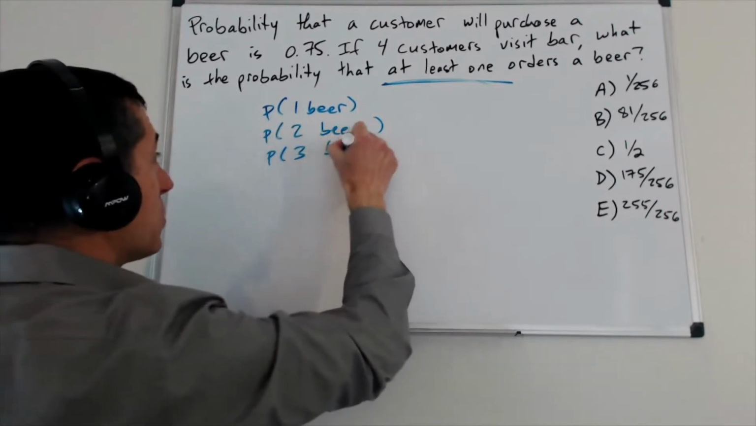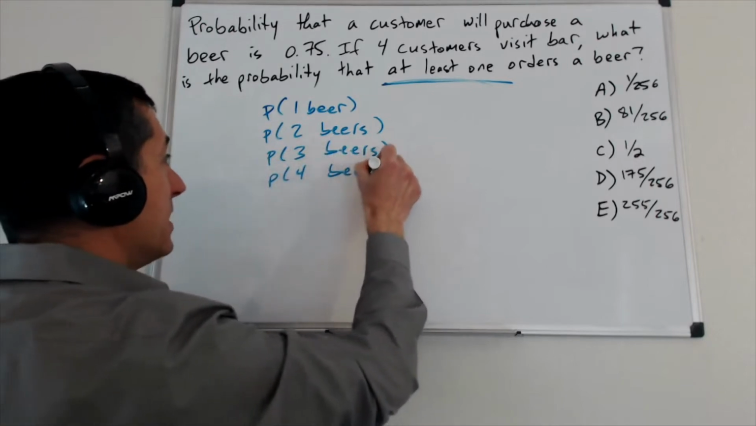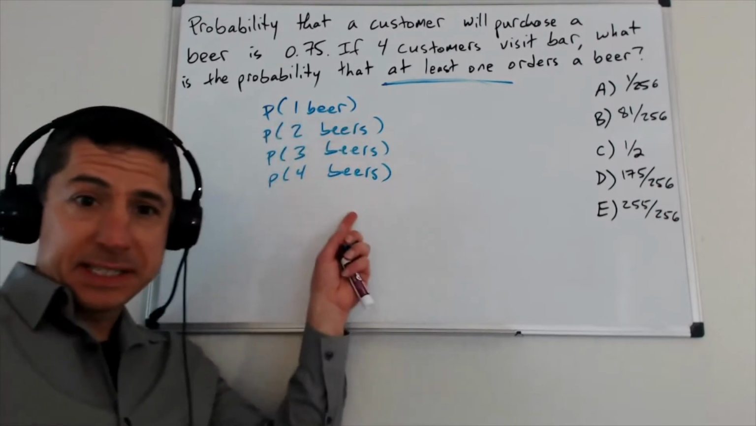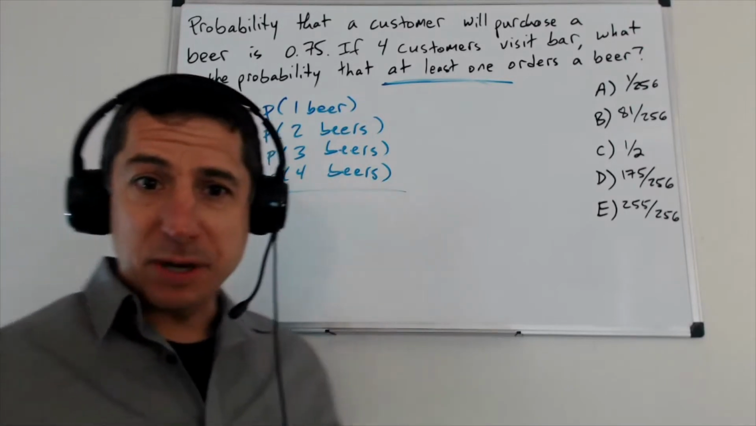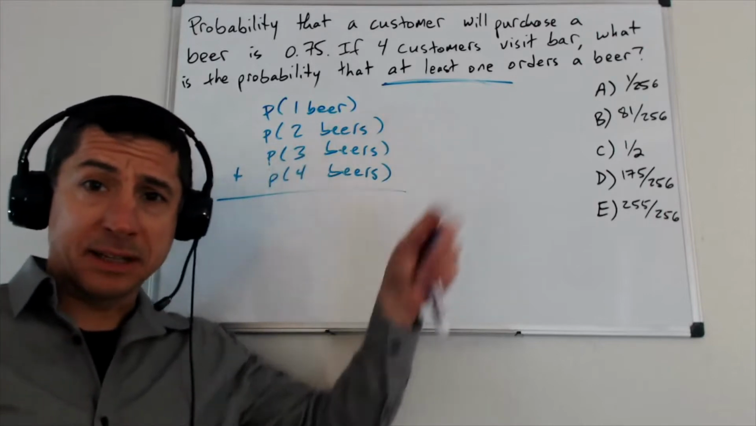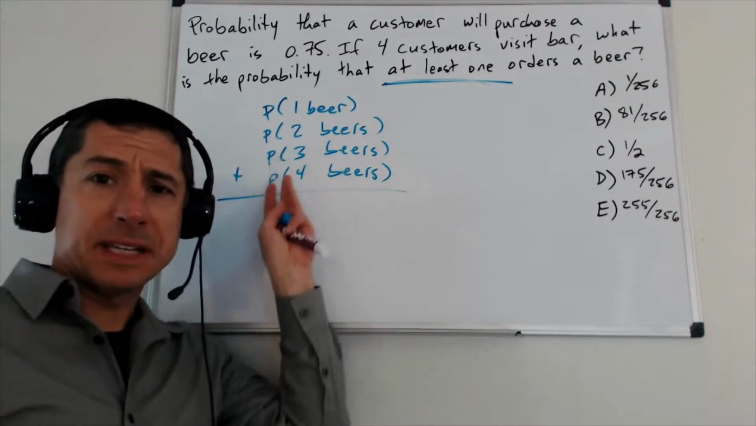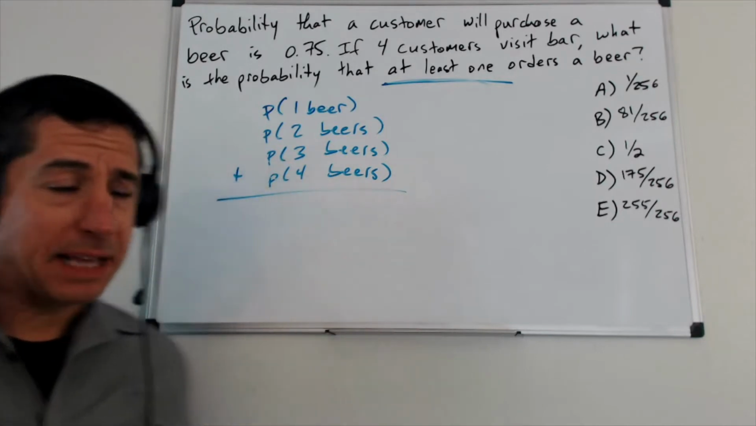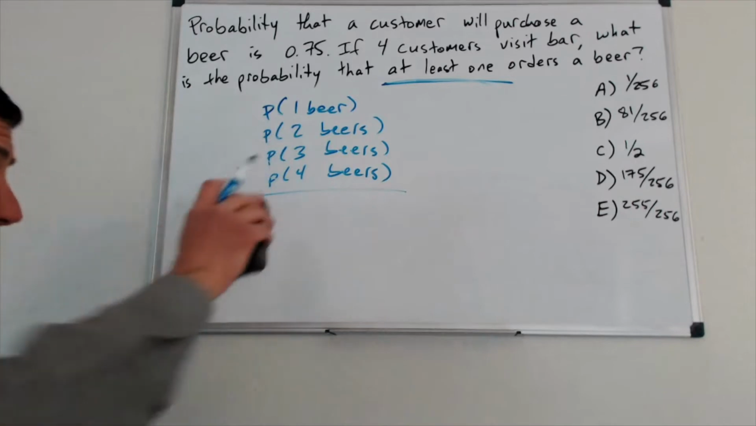Probability that 3 customers order beers, and the probability that 4 customers order beers. And I calculate each of these probabilities individually, and I add all of them up, and I get my answer. And that's pretty brutal too, because number one, these aren't so easy to calculate. We'll talk about that a little bit more later in the video. And also, you've got to calculate 4 different probabilities and then add them up, and it's a ton of work. It's a big mess. So those are sort of the obvious ways that people tend to make mistakes on this.